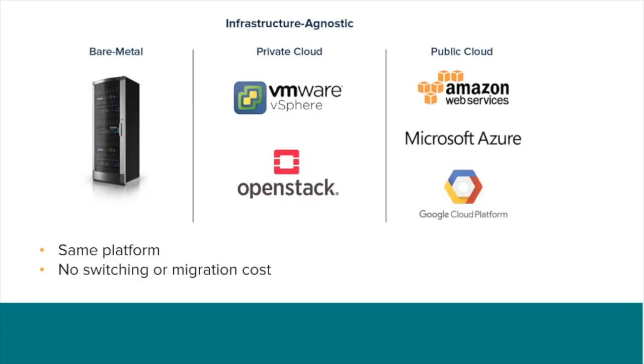And where do you run it? Pivotal Greenplum is infrastructure agnostic, so you can run it on bare metal. You can run it on private cloud, whether it is on vSphere or OpenStack, or you can run it on public cloud, whether it is Amazon AWS, Azure, or GCP.